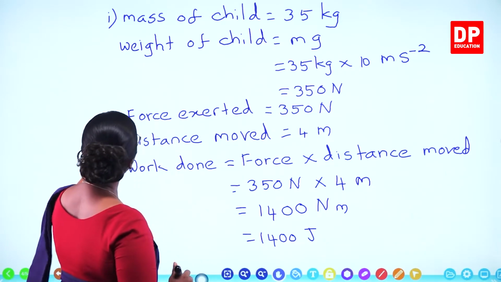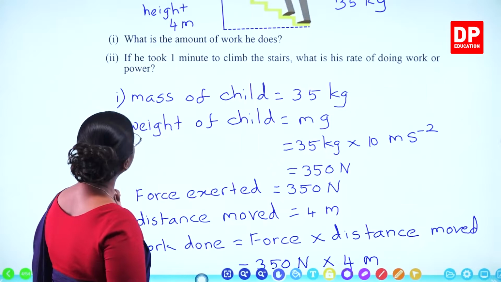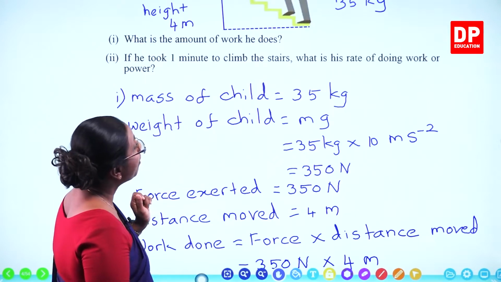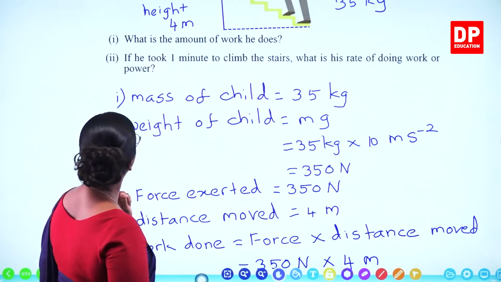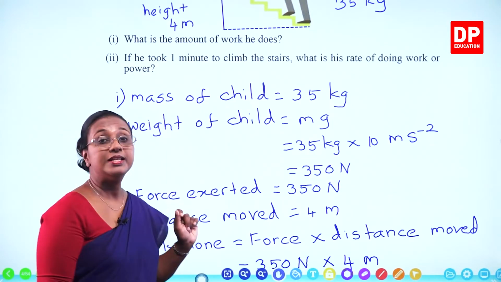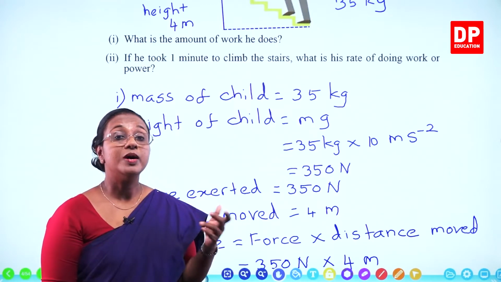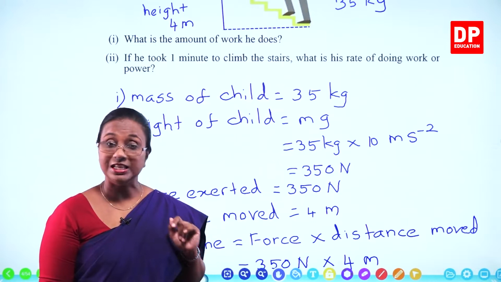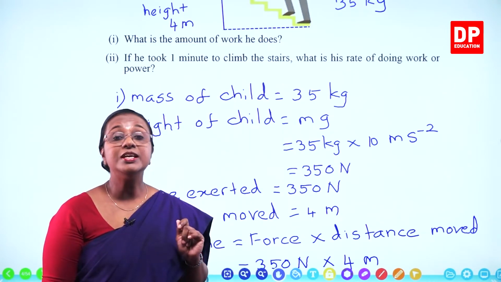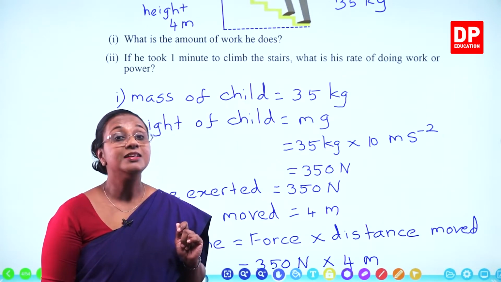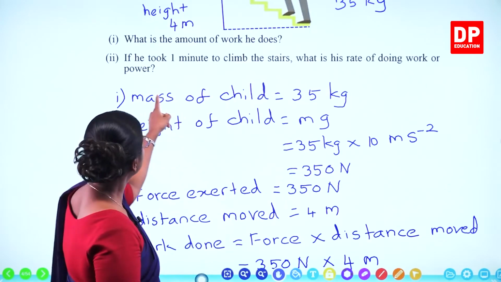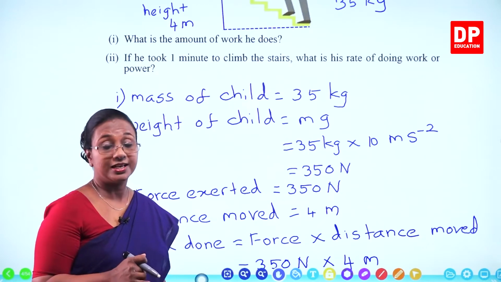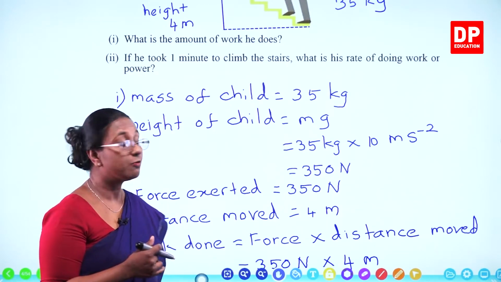So with that, if we look at the second question. If he took 1 minute to climb the stairs, what is his rate of doing work or power? What is the rate of doing work? Work done in a unit time, but there the work done has to be in joules, but the unit time has to be in seconds. So here it's given as 1 minute. So we need to convert it to seconds. 60 seconds equals 1 minute.